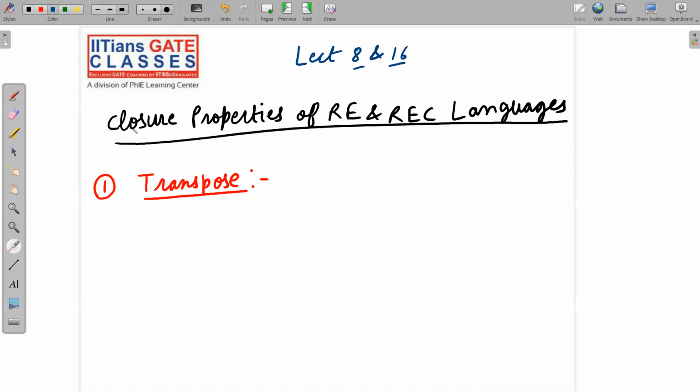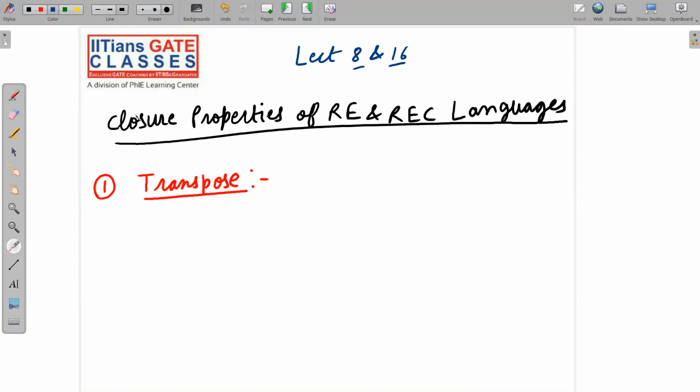In lecture 8 I discussed closure properties of type 0, type 1, type 2, type 3 languages, and in lecture 16 I discussed closure properties of DCFLs. So I have already discussed closure properties two times, and this is the third time. You may wonder why I am discussing closure properties multiple times, because it is a very important topic. In each and every competitive exam you will see a direct question about closure properties of languages.